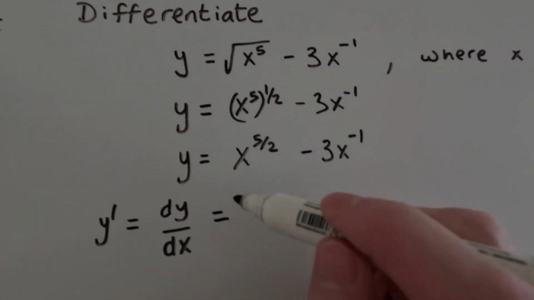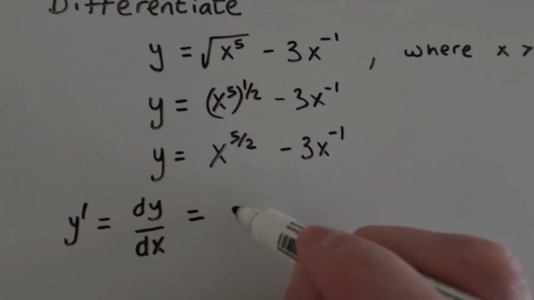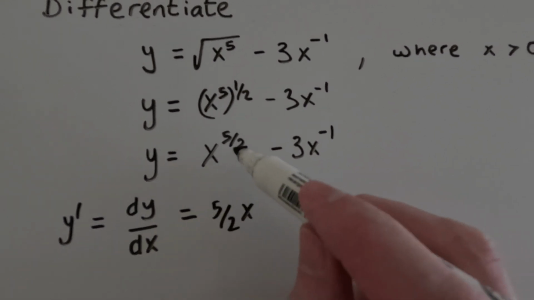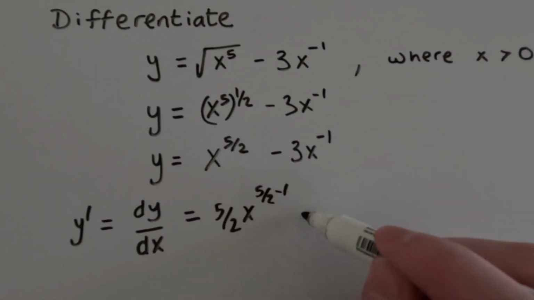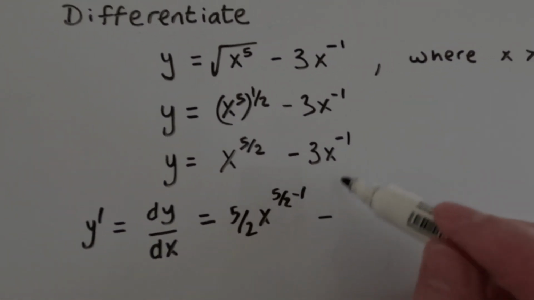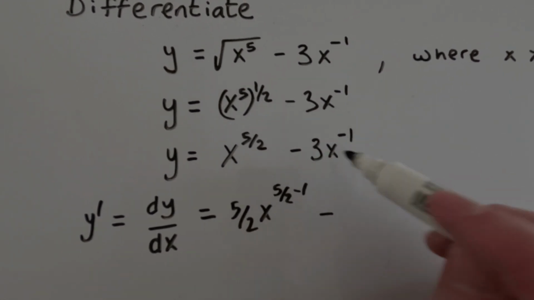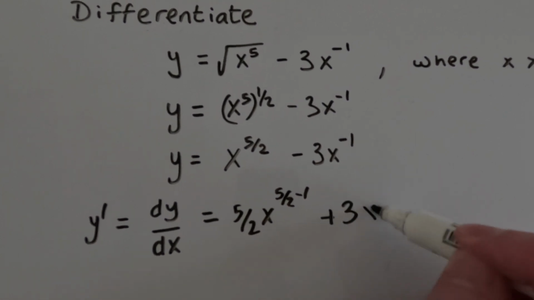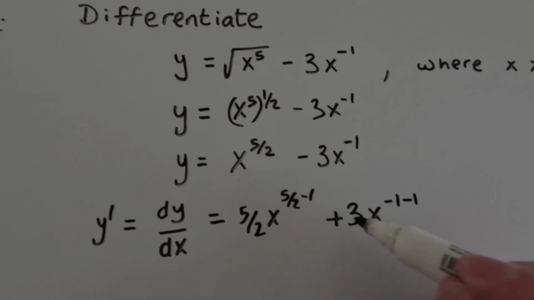It's up to you. Okay, so differentiate, as I say, power by coefficient, reduce power by 1. So that's 5 over 2 x to the 5 over 2 minus 1. Do the same for this one. So because we've got a minus on the power and a minus down here, so when we multiply, the minuses cancel, we get plus. Reduce this by 1, minus 1, minus 1. I'll just write it out in full.